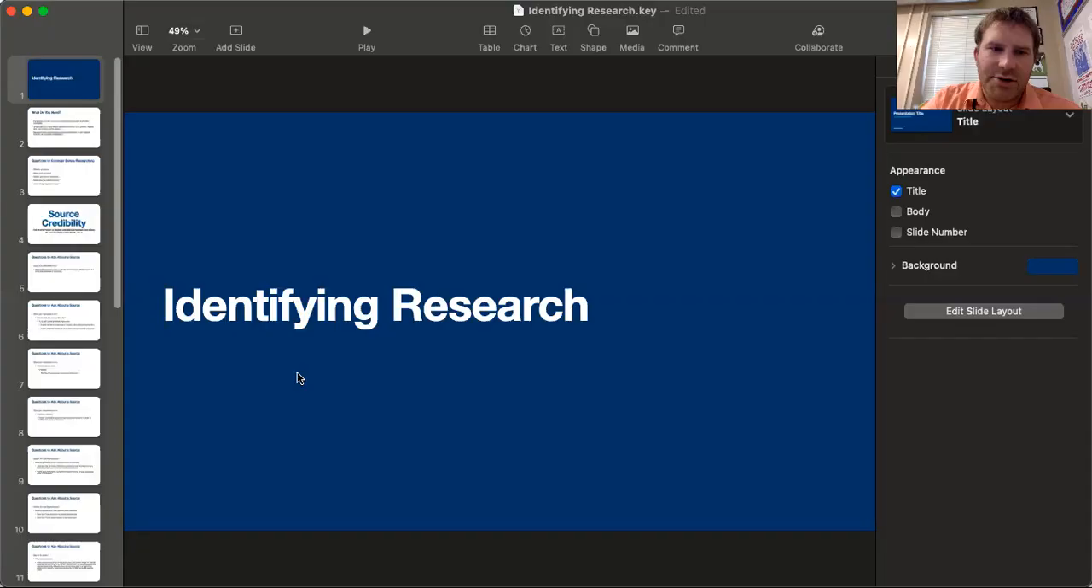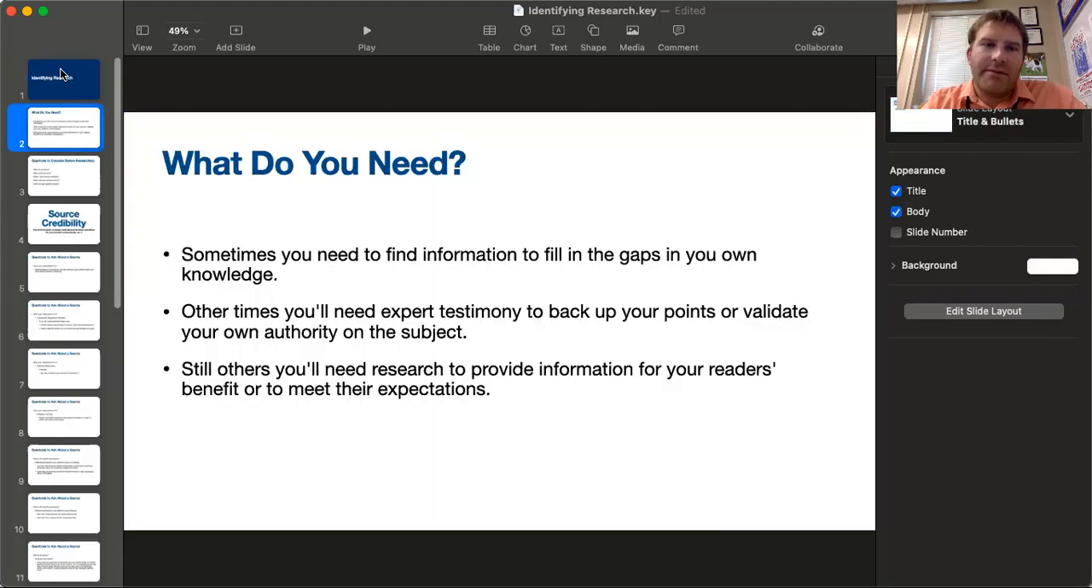So first off, we're going to start off with identifying research. So before you research, you need to identify it. Some questions you need to know is sometimes you need to find information to fill in the gaps in your own knowledge. Other times you need expert testimony to back up your own points or validate your own authority on the subject. And then other times you just need to provide information for your reader's benefit or to meet the expectations of those who are reading it. So for this particular essay, it's mainly the second one. You're needing it for the second one, a little bit the first one, but mainly the second one.